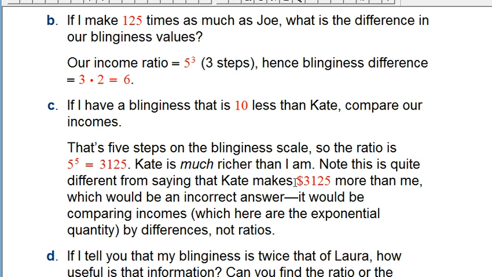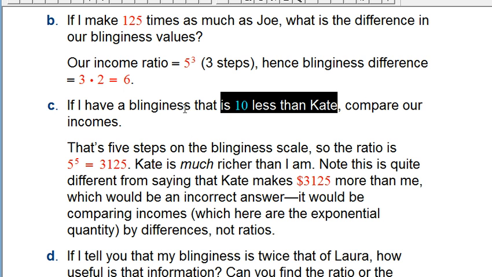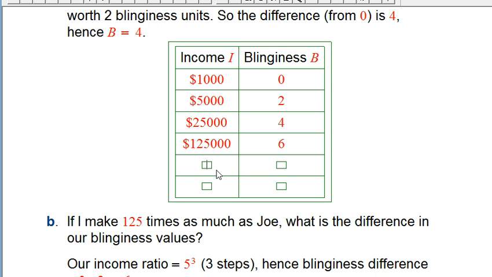We're never going to get a result that says in some simple way she makes a certain amount of dollars more than me in terms of addition or subtraction. It's really ratios that we want. Okay, we're not going to get a difference of incomes. What we did have was a difference of blinginess values. That's on the logarithmic side of the scale. So we can illustrate that by just taking this a little bit further.